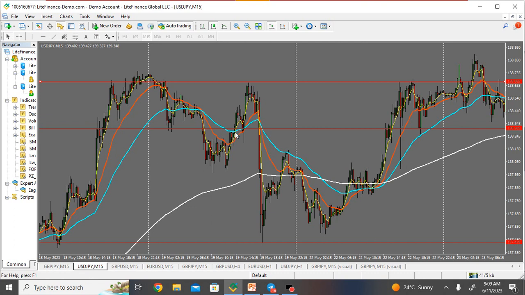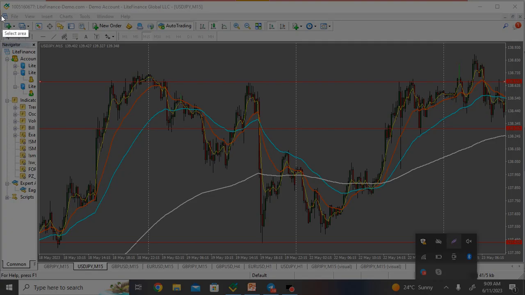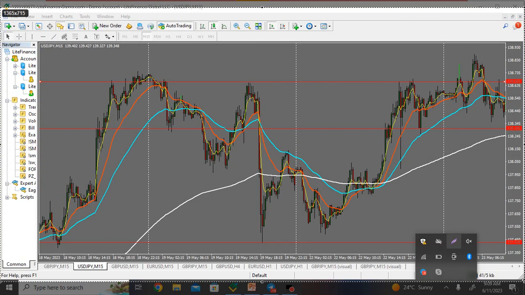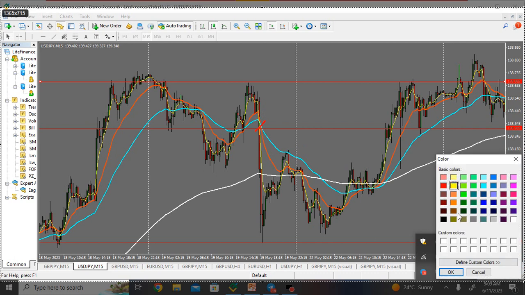Then if it makes a pullback, the candle will close below the 20 and 50. Then if you confirm that it was a shift candle, you will enter your trade right here. You can use this, this, and this to label. And if your entry is here, yes, I can change color so that you can see more clearly.